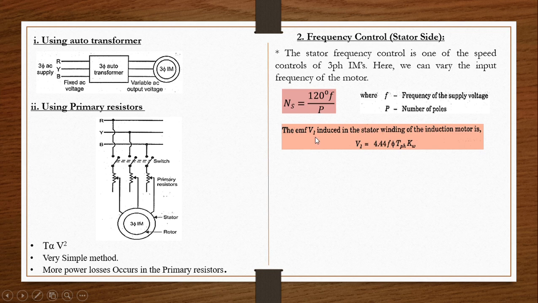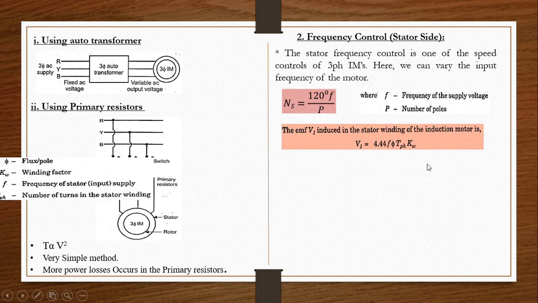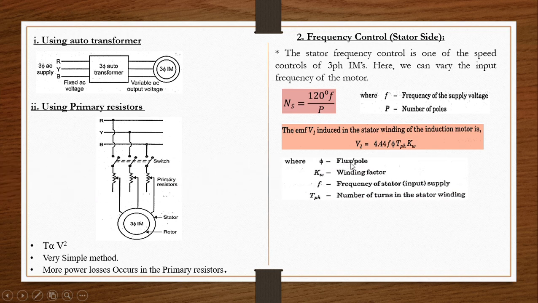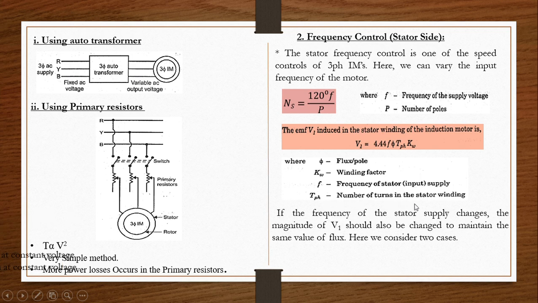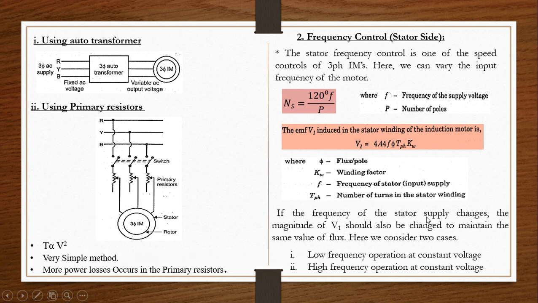The EMF V1 induced in the stator winding of the induction motor is 4.44 F phi T phase kW. Phi is flux per pole, kW is winding factor, F is frequency of stator supply, T phase is number of turns in the stator winding. If the frequency of the stator supply changes, the magnitude of V1, that is supply voltage, should also be changed to maintain the same value of flux.